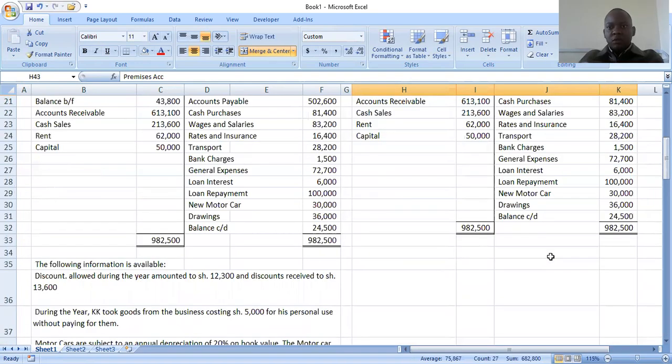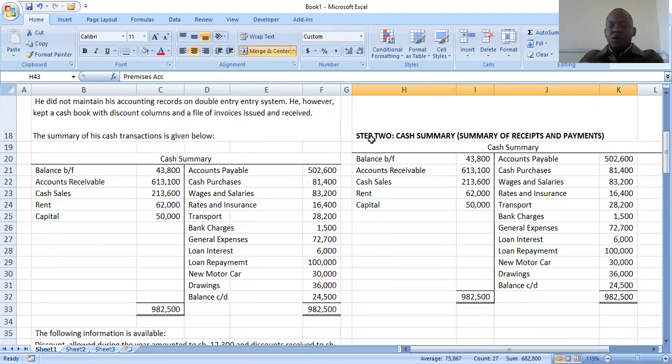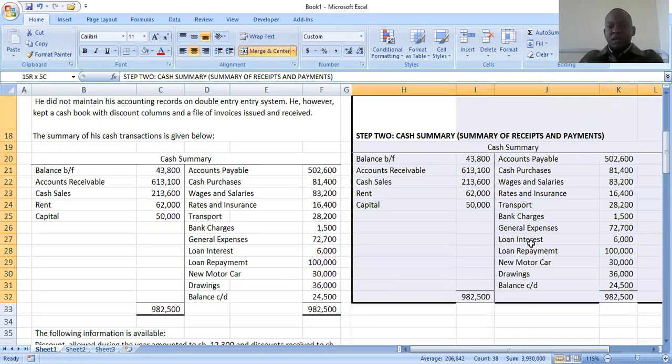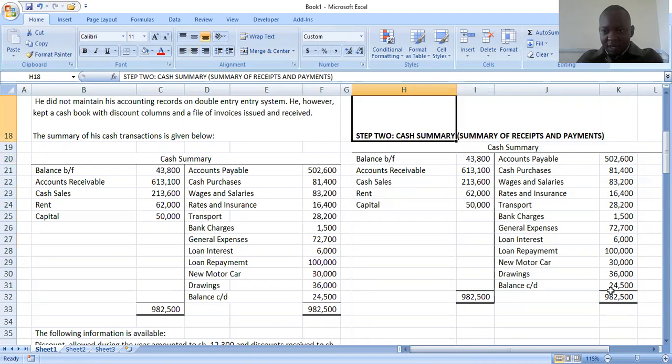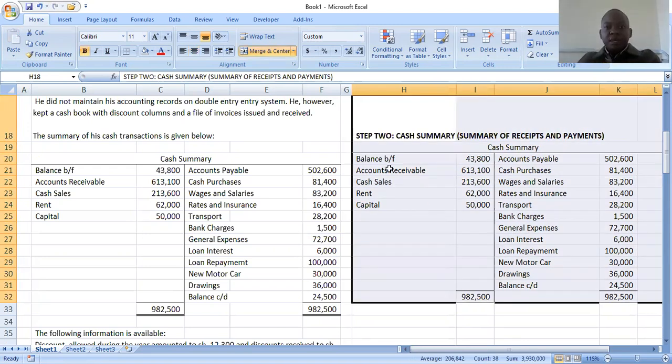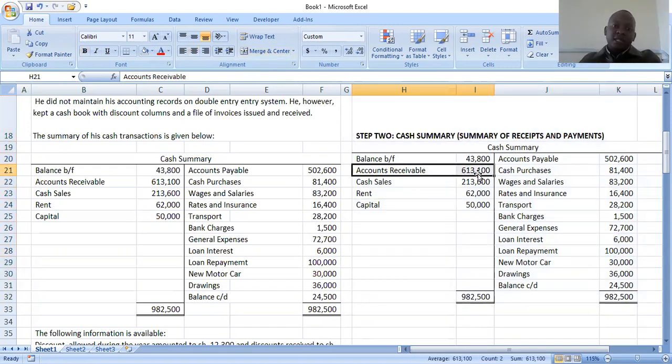Then next we move to posting transactions in the ledger, and we obtain that information from step 2, the summary of receipts and payments, or rather the cash book. So we begin with the first item. We skip the balance brought forward, which is basically in the cash book, and we are not to do the cash book again because it's already here. So we move on to the next item, that is the accounts receivable.